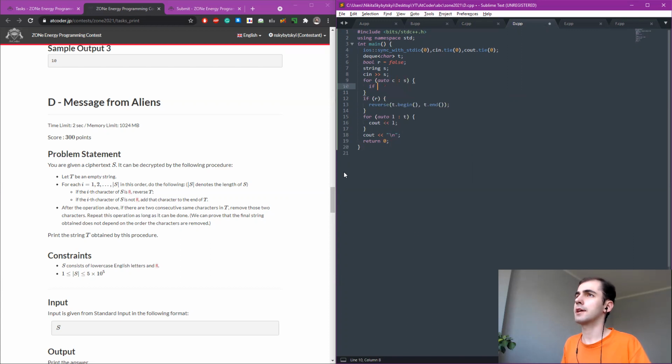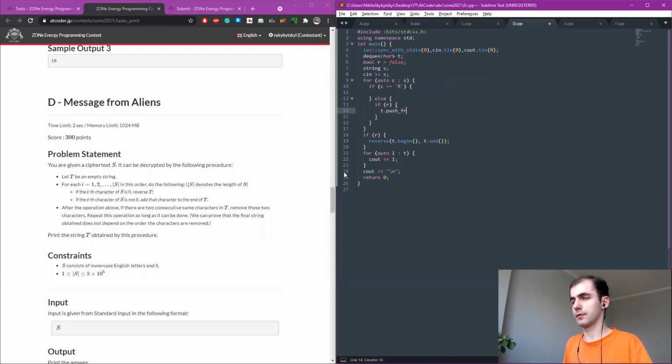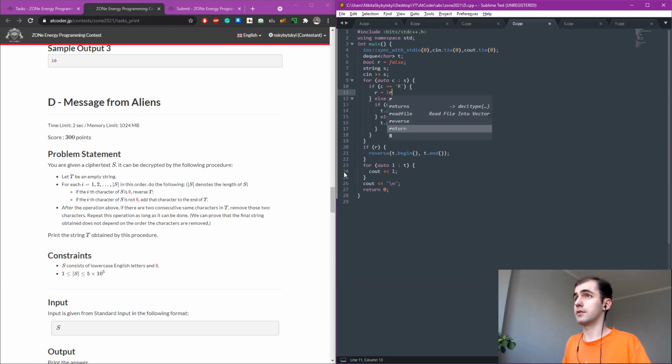For every character in S, if the character is the reverse one, else, actually, if the string is reversed, then we want to push front, I believe, that character. Otherwise we want to push back, not to R, but to T. That's not R.